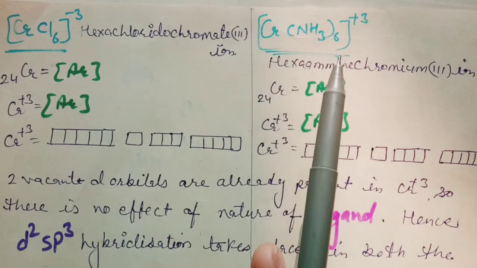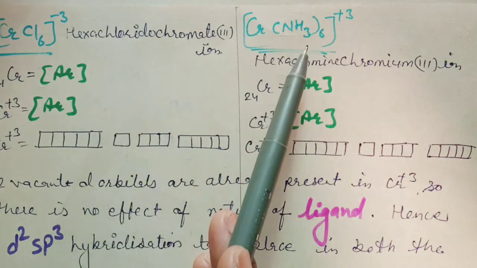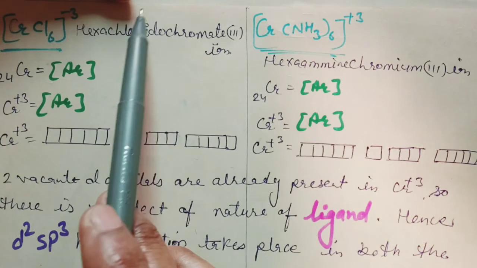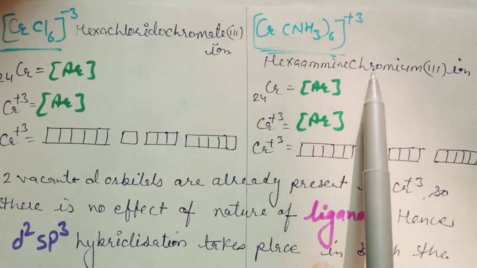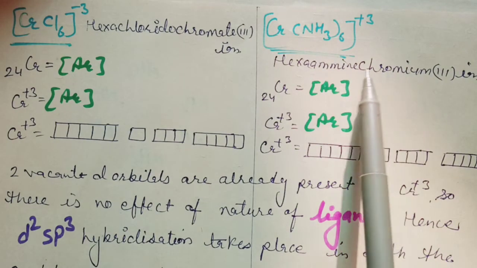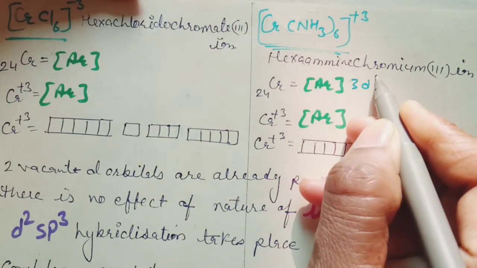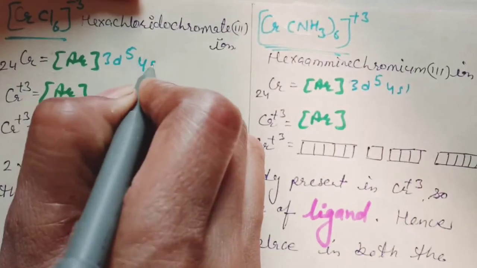Just as in Zn2+, there will be no effect of strong field or weak field ligand in the chromium 3+ complexes. See why? This is the hexachlorochromate(III) ion and this is the hexaamminechromium(III) ion. It means the oxidation state of Cr is +3 in both the complexes. So the electronic configuration is 3d5 4s1 in both the complexes.